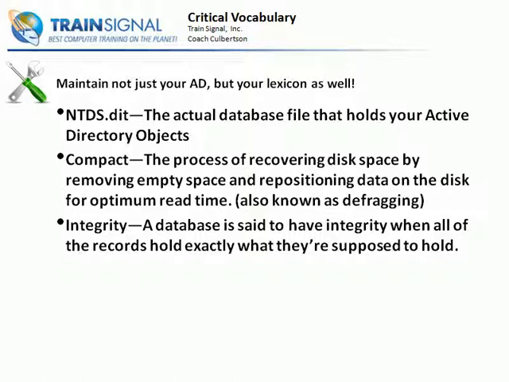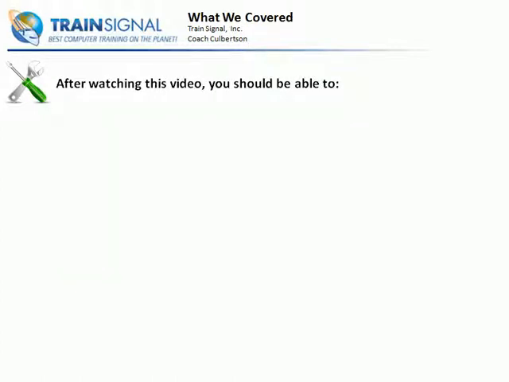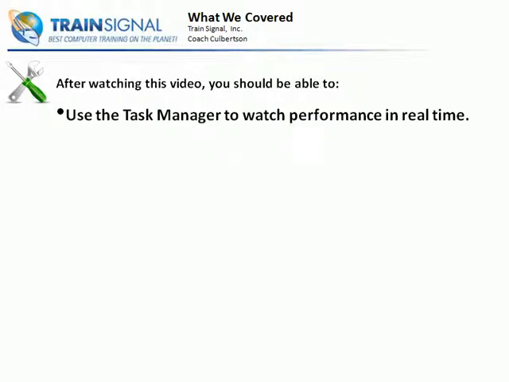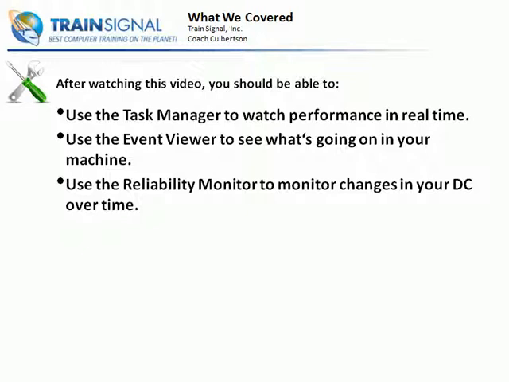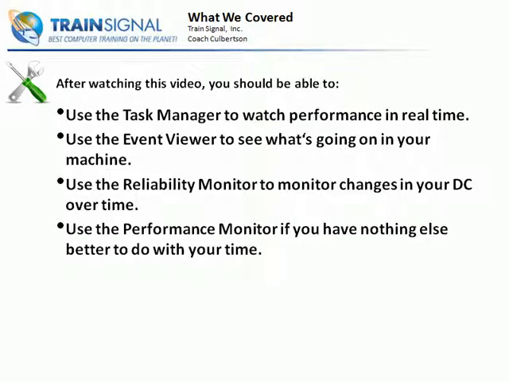Okay, all right, so moving on, let's talk about what we should be able to do after watching this video. You should now be able to use the Task Manager to watch performance in real time, use the Event Viewer to see what's going on in your machine, and use the Reliability Monitor to monitor changes in your domain controllers over time. We showed you briefly how to use the Performance Monitor, and like I told you earlier, there are better tools out there. You're probably going to use this if you have nothing better to do with your time and you have no other tools available to you.